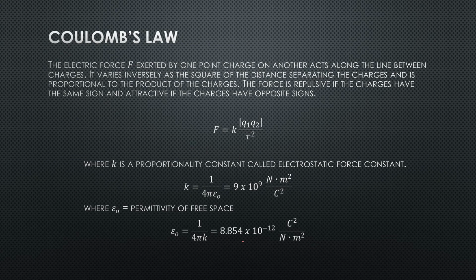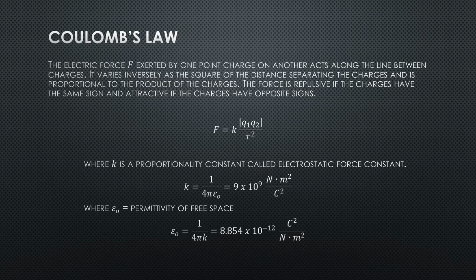Coulomb's law: the electric force F exerted by one point charge on another acts along the line between the charges. It varies inversely as the square of the distance separating the charges and is proportional to the product of the charges. The force is repulsive if the charges have the same sign, so same sign, repel, and attractive if the charges have opposite signs.